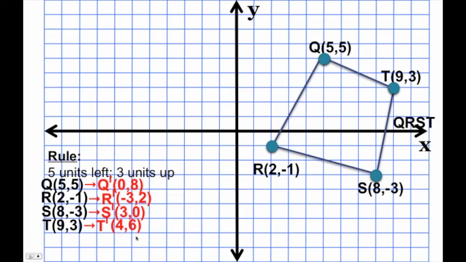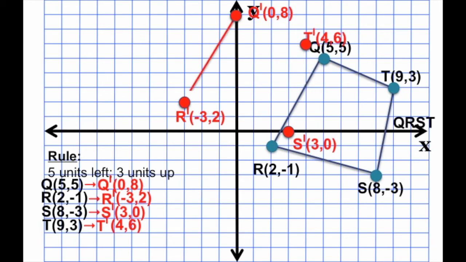The last thing to do is just plot our points. That's going to be Q prime, R prime, S prime, and T prime. And that's going to be our image, Q prime, R prime, S prime, T prime.